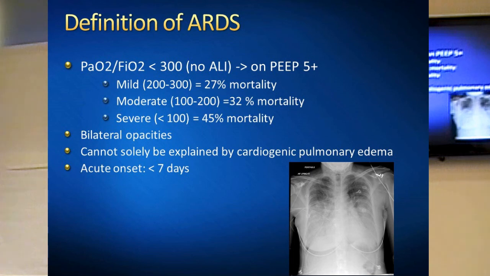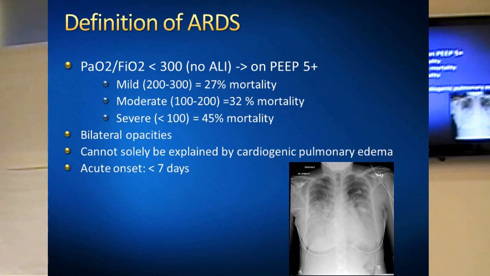So there used to be an old definition, and this is the more modified definition that came out in about 2013, out of Berlin, and it's published in JAMA. So the definition of ARDS, and this is why we talk about P to F ratios. Does everyone know what P to F is? Or what we talk about when we say P to F? Anyone have a question about that?